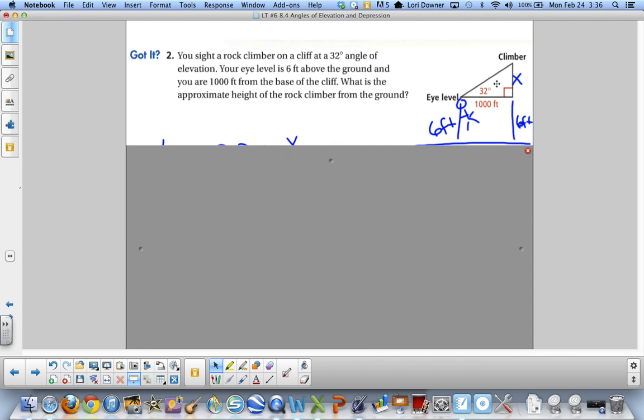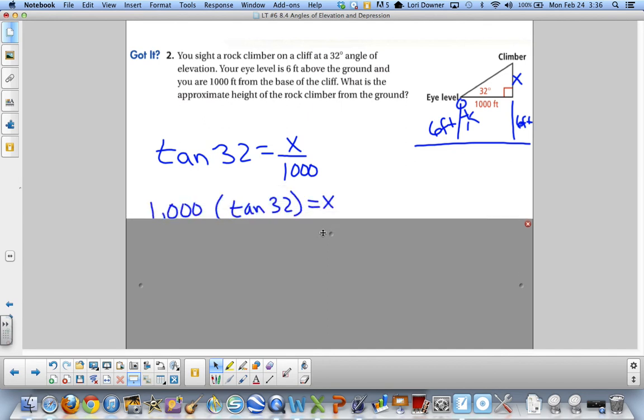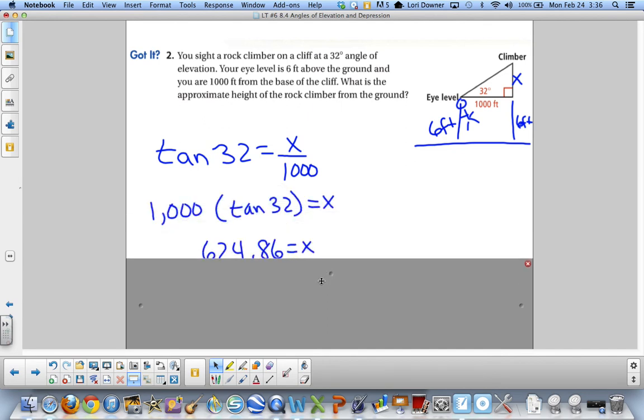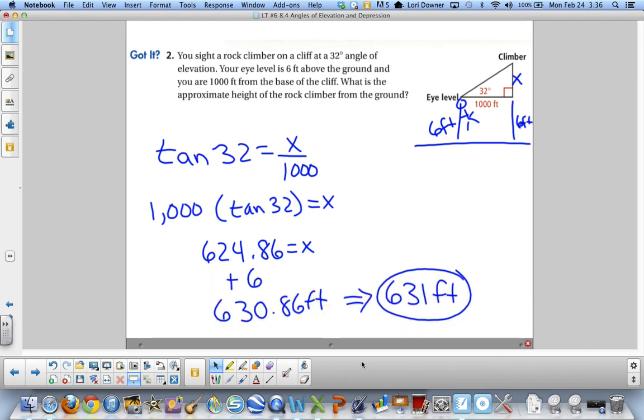So here to solve for x, I've got the angle, the opposite side, the adjacent side. So I know I'm going to have to use tangent of 32. Gives me x over 1,000. Multiply by 1,000. Type that in, I get 624.86. But I cannot forget the 6 feet that I need to add on. And I get 630.86 rounded to the nearest foot, 631 feet.